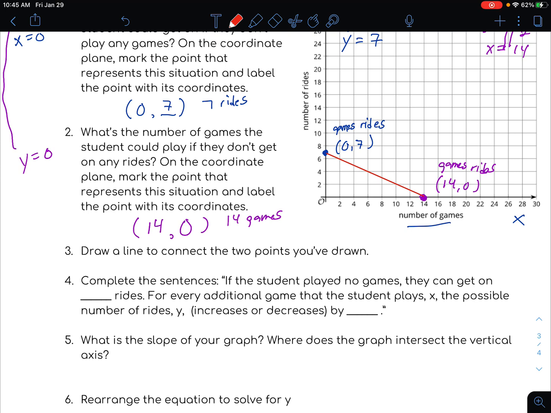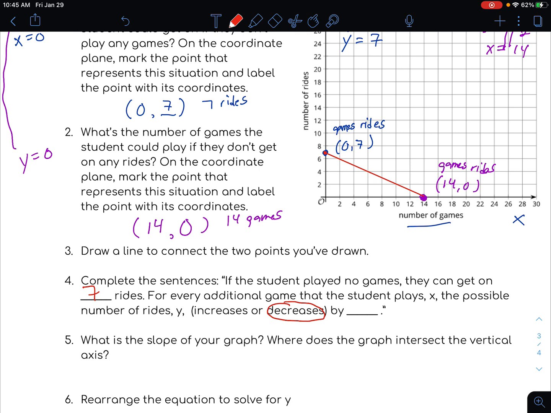And then let's go ahead and complete the sentence. If the student played no games, then they can get on 7 rides. Remember, that was our number up here. That is our y-intercept, 0 games, 7 rides. For every additional game after that, though, the student plays, the possible number of rides once again decreases.